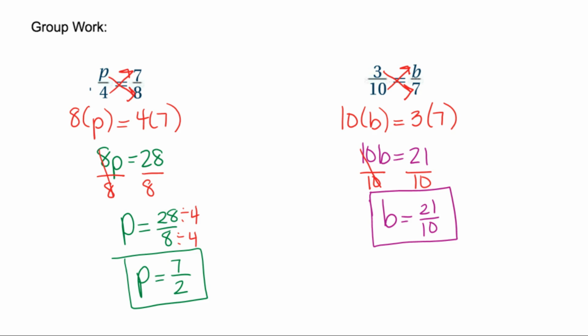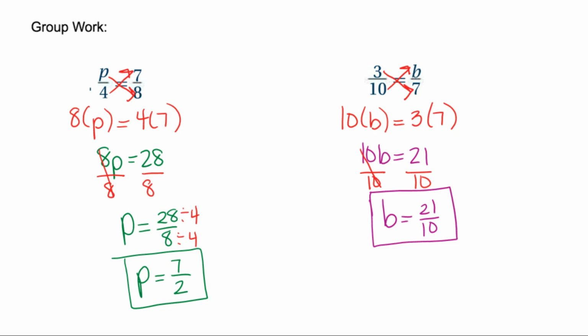So again, using our cross products property, you end up with 8 times P and 4 times 7, so 8P equals 28. So P is 28 over 8, but that reduces. So either you have 7 halves, or 3.5, either way, but you cannot leave 28 over 8 because that can reduce.